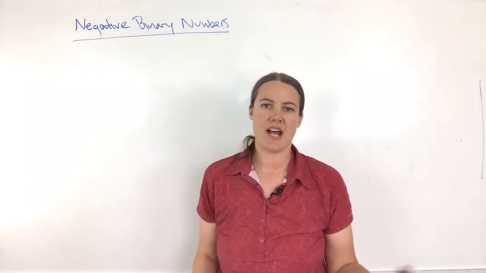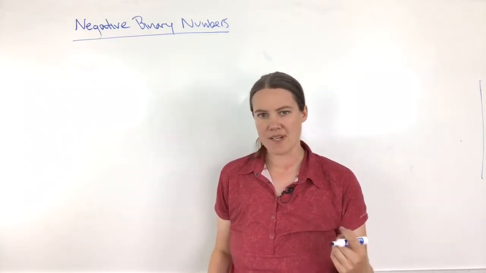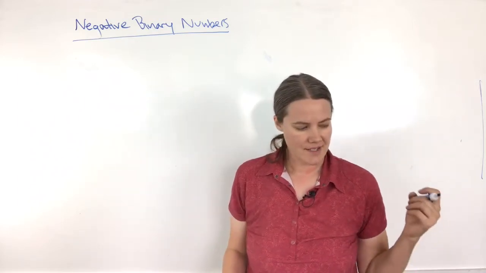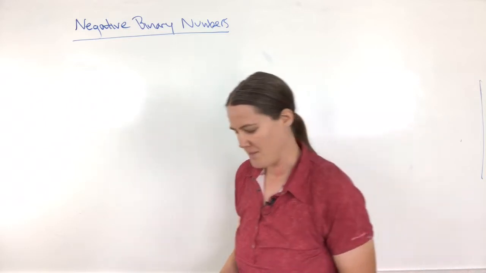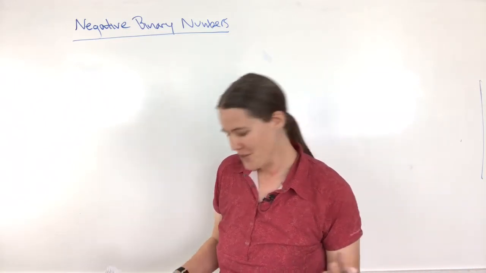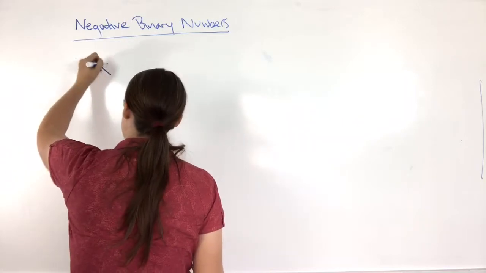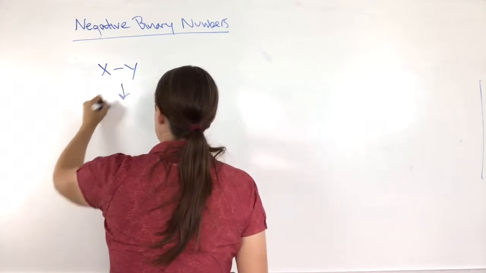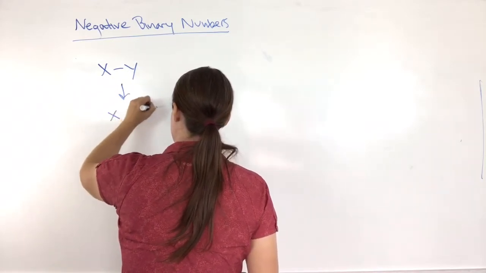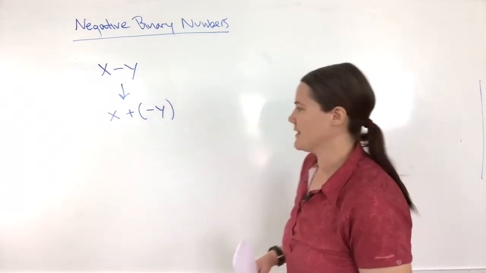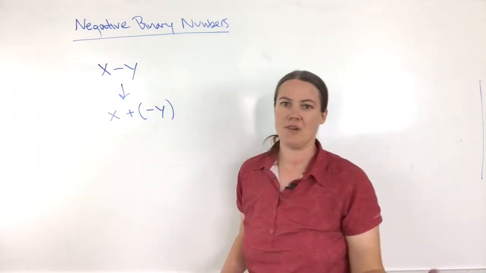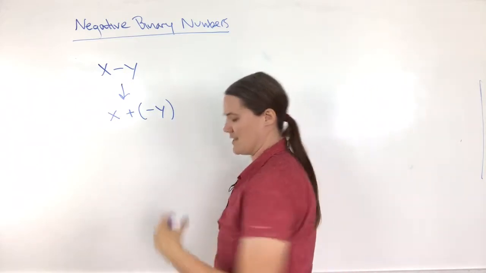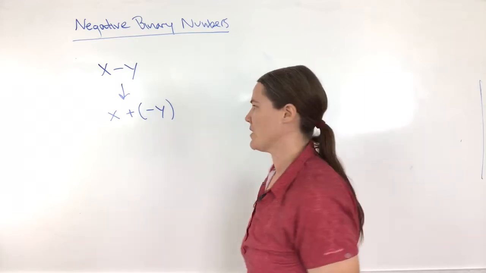Last video I showed you how to add binary numbers, and in this video I want to show you how to subtract binary numbers. It turns out that subtracting uses the same algorithm as addition. Let's say that we have x minus y. This can be rewritten as x plus negative y. So then we need a way to represent negative numbers in binary, because we're adding a negative number to a positive number.